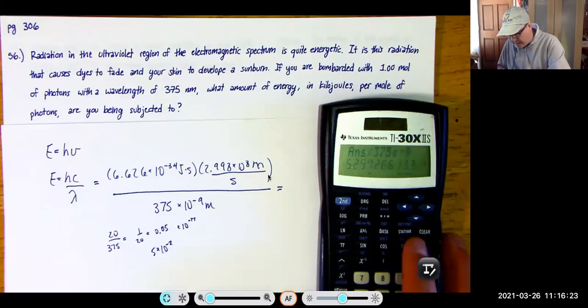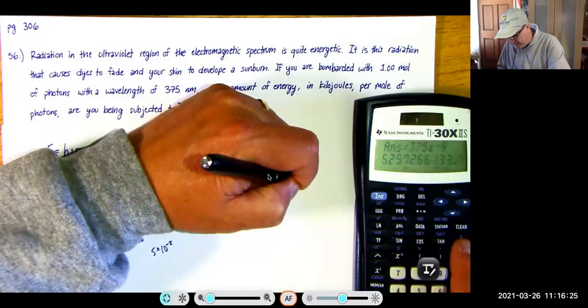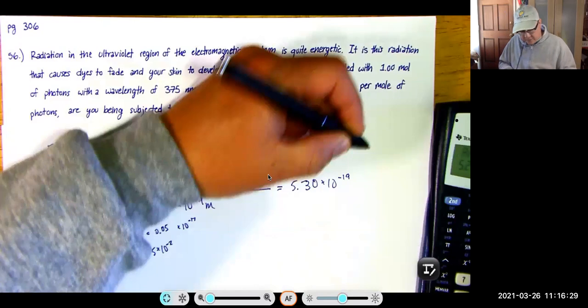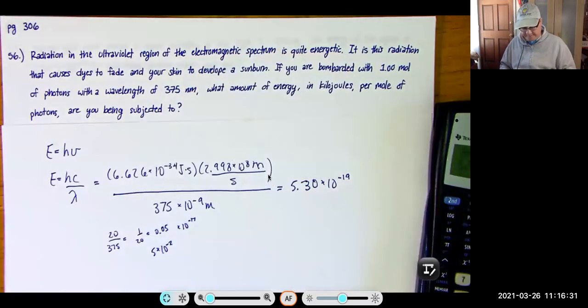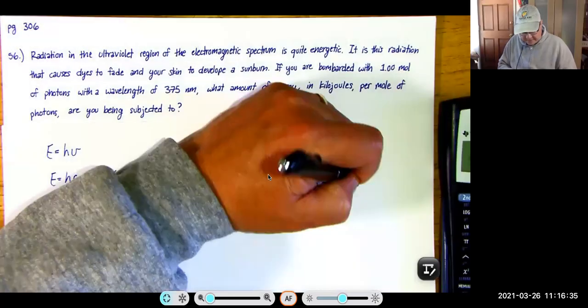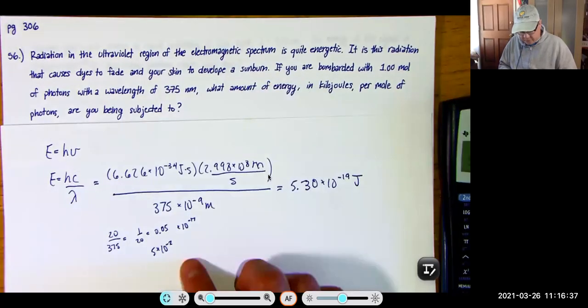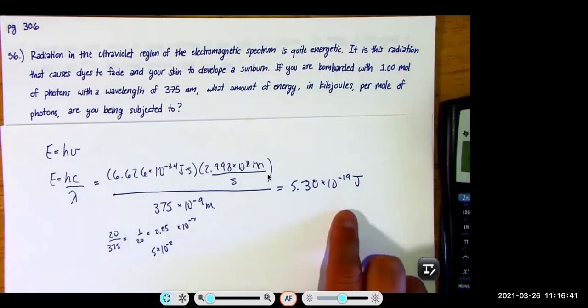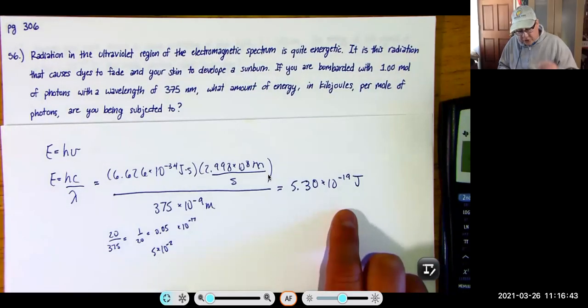And I get 5.30 times 10 to the minus 19. And what are the units here? Joules. And you have to convert to kilojoules. Yeah. We should convert to kilojoules. So let's go ahead and do that.